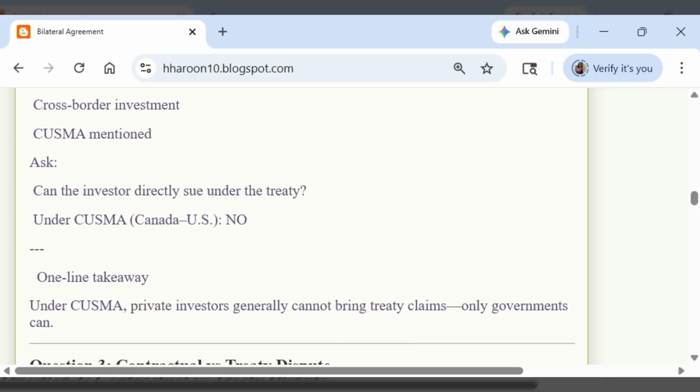One-line takeaway: under CUSMA, private investors generally cannot bring treaty claims, only governments can.